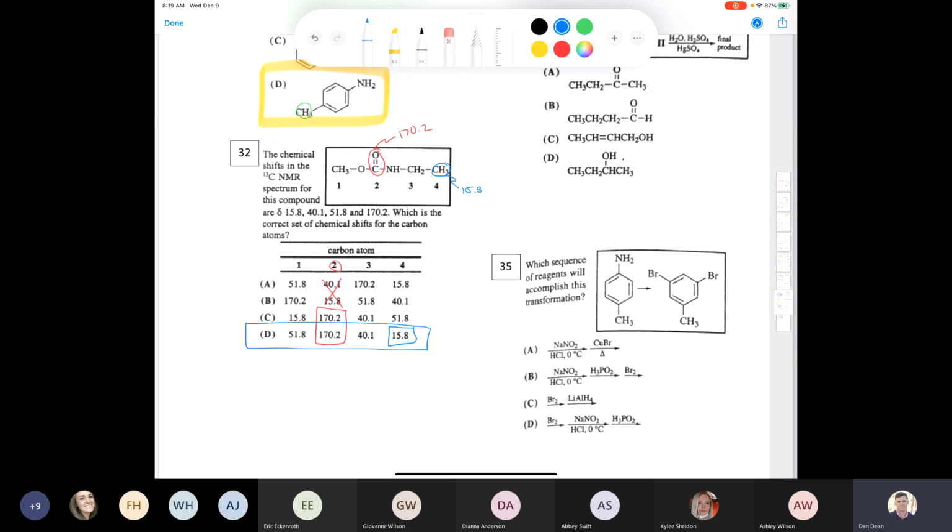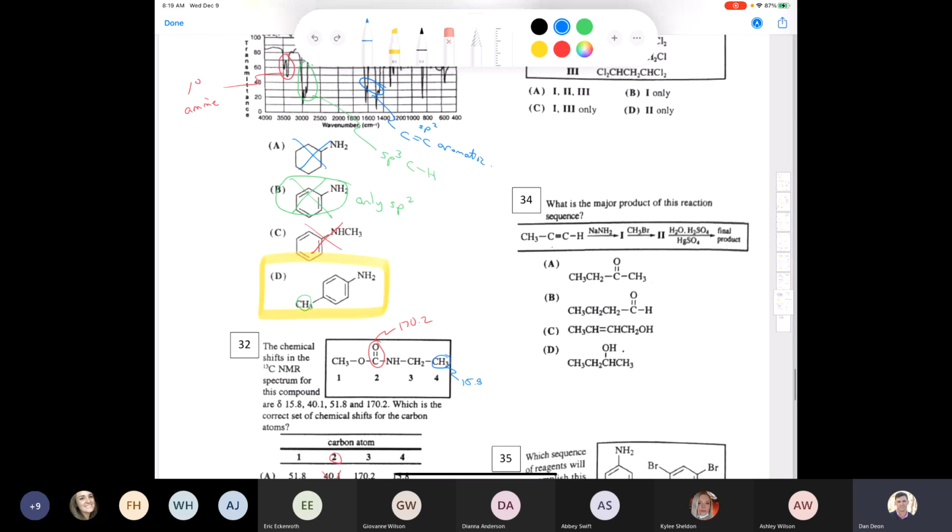And if you think about carbons 1 and 3, you could rationalize that carbon 1 is going to be more deshielded because it's attached to an oxygen, which is more electronegative than a nitrogen. Okay, let's move on from there. We solved that one by process of elimination more than anything.